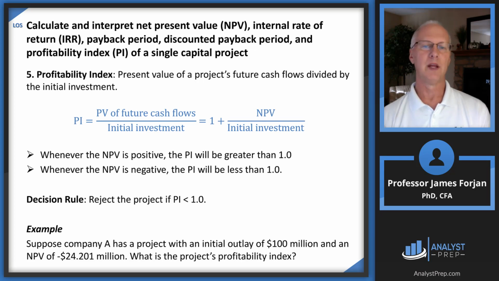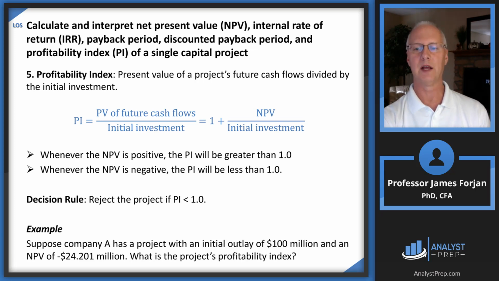And so, I mean, here's the thing. Whenever NPV is positive, the profitability index will be greater than 1, and whenever the NPV is negative, it will be less than 1. And so if our decision rule was to accept any project that had a positive net present value, we're going to have a decision rule to accept any project that has a profitability index greater than 1.